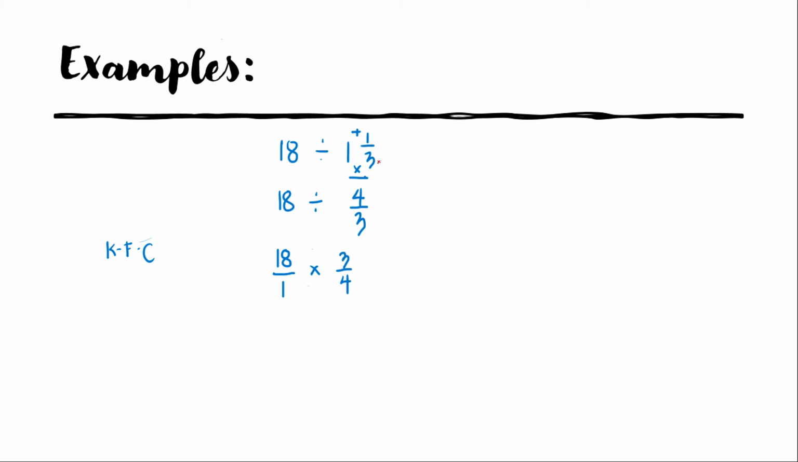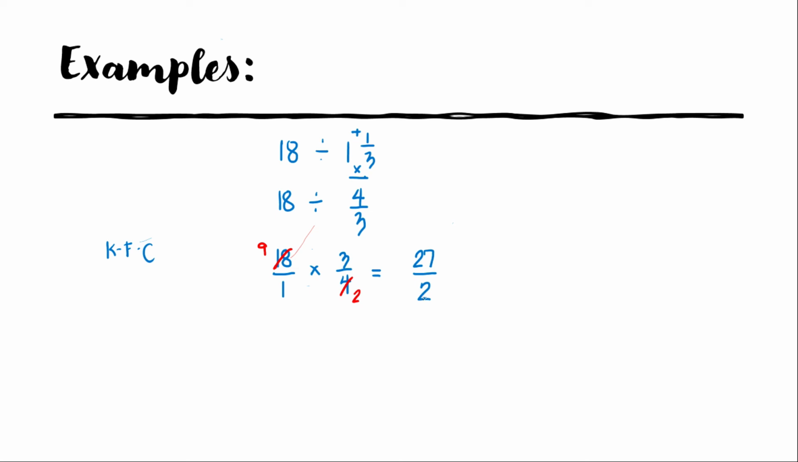To multiply the numbers, check muna natin. Pwede natin i-cancel out si 18 and 4 by 2. So that is 2 and 9. 9 times 3 gives us 27. And 1 times 2 gives us 2. So kung mapapansin nyo, the answer is an improper fraction, 27/2.